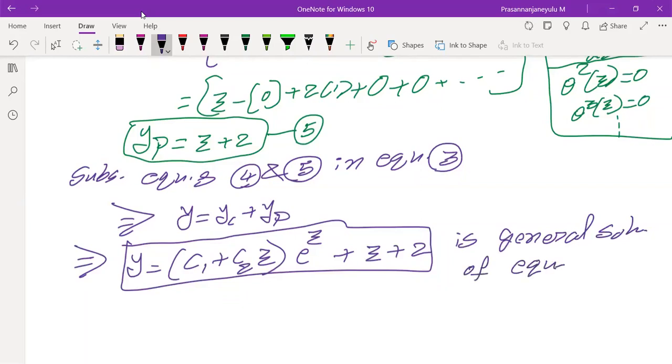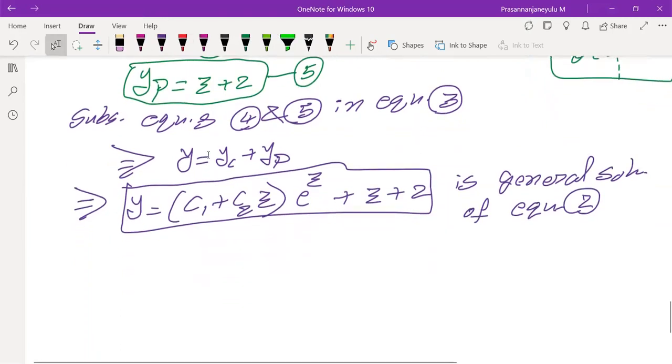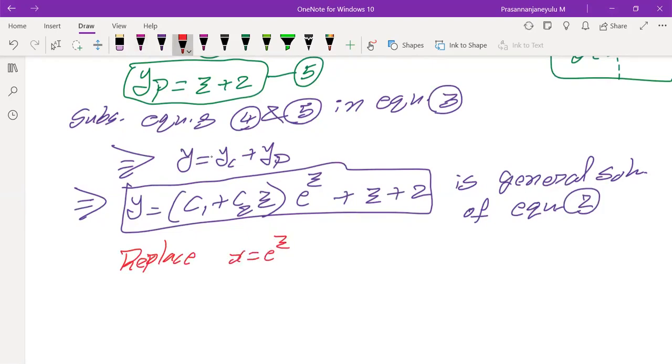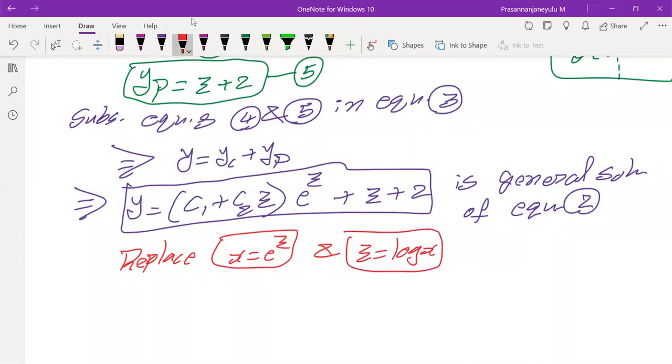But after getting the general solution of equation number 2, how do we find the solution of equation number 1? What we discussed, what we substituted: put x equals e power z. Those are the things we have to replace: x equals e power z and z equals log x. These things only, yes or no? So we have to replace these things in the recent equation. For that reason, I am not giving any equation number to the previous equation.